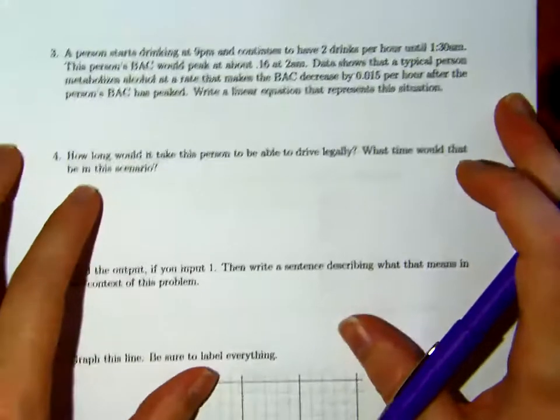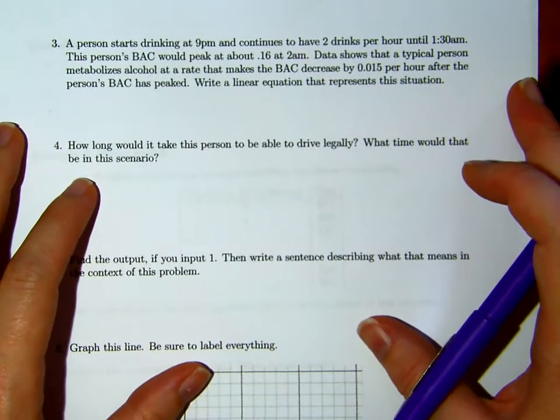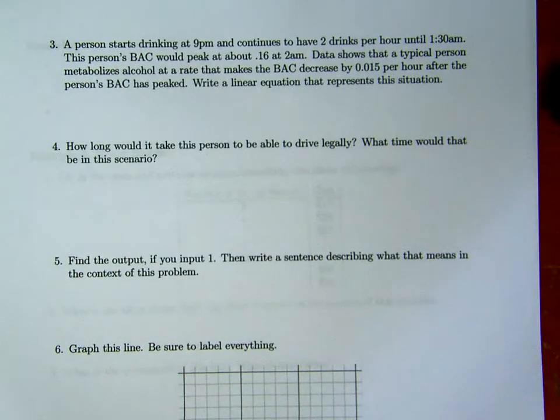Okay, so a person started drinking at 9 p.m. and continues to have 2 drinks per hour until 1:30 a.m. That's not a situation that is without reason or comes up often. This person's blood alcohol concentration would peak at about 0.16 at 2 a.m.